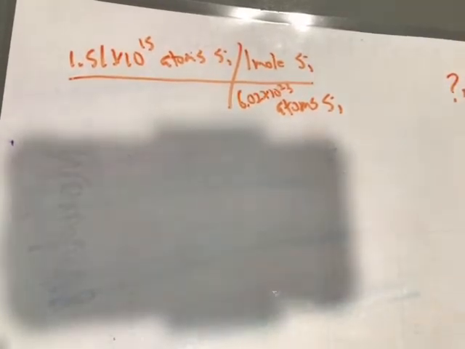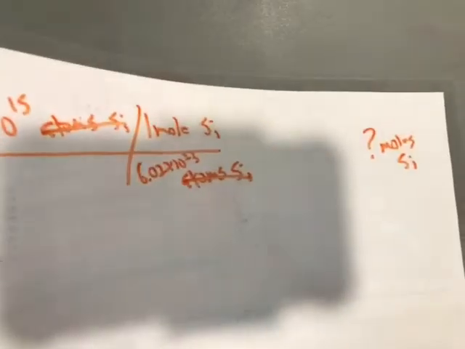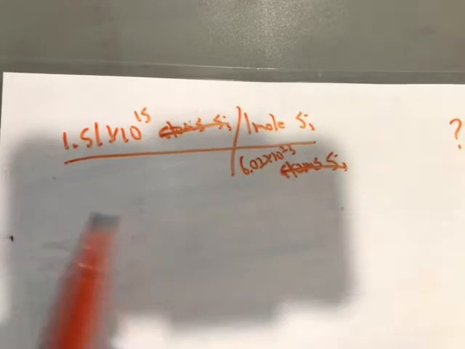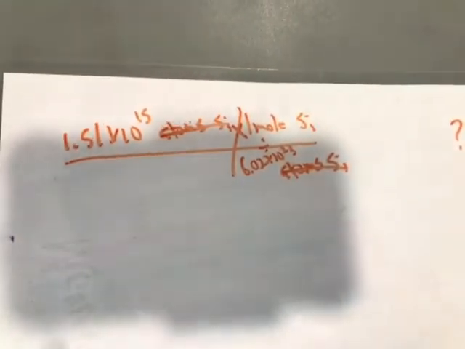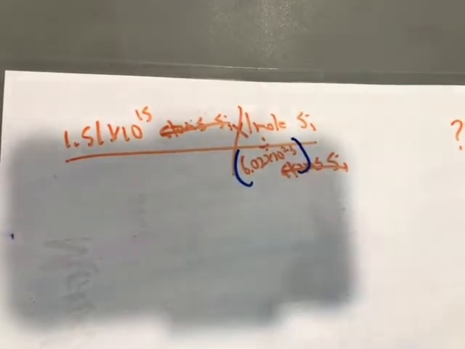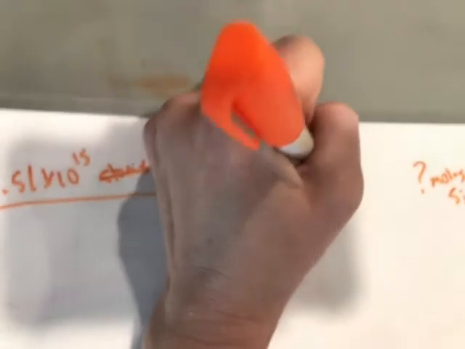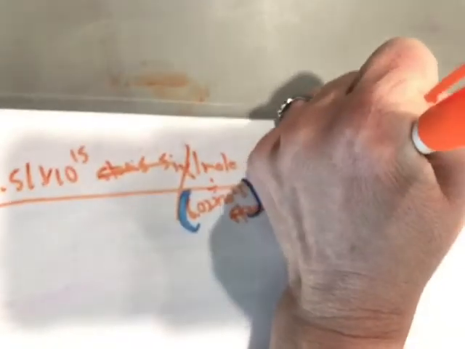And now I'm ready to solve because my atoms of silicon canceled out with my atoms of silicon. I'm left with moles of silicon. That's exactly what I wanted. So I'm ready to go. So now I do the math. So 1.51 times 10 to the 15th times 1. And then divided by, don't forget your parentheses. I would strongly recommend you play around with your calculator, whatever you're using, making sure you're getting these numbers correct. So this should be 2.51 times 10 to the negative 9th, and that's moles of silicon.